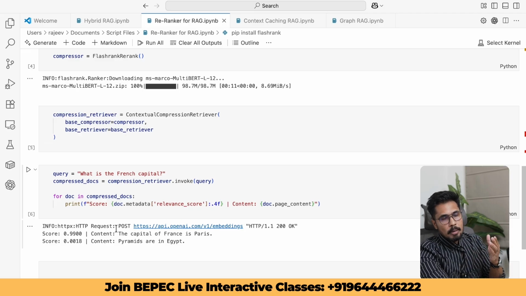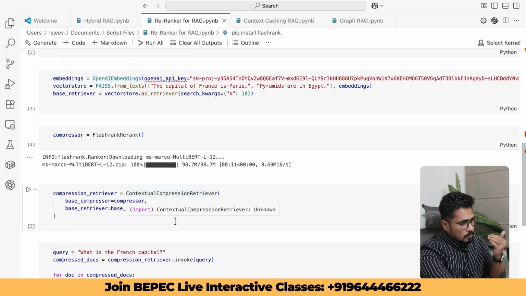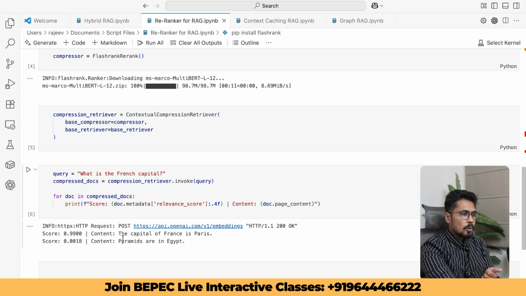So I gave a prompt and asked a question. For that prompt, it is able to pull out two similar documents: the capital of France is Paris, and pyramids are in Egypt. Now it is able to give us a score. The first content is going to be more similar, with a score of 99, and the one below may not have a higher score. So even the re-ranking can be done.